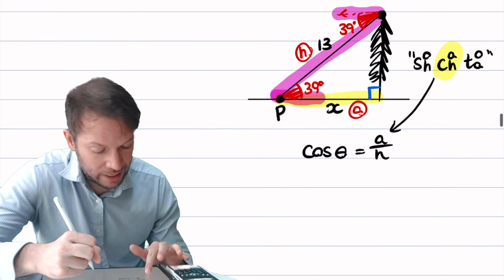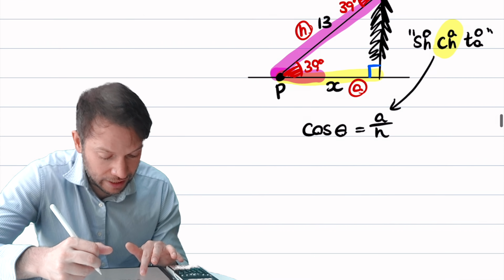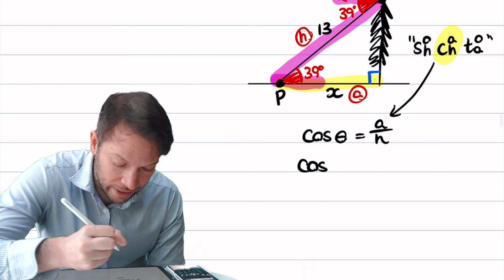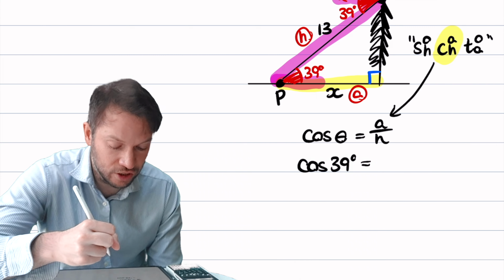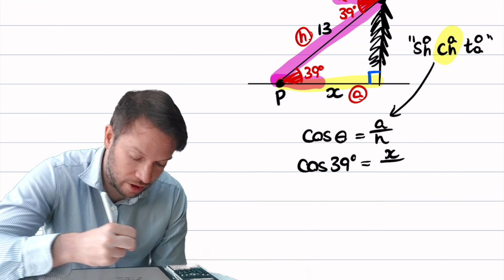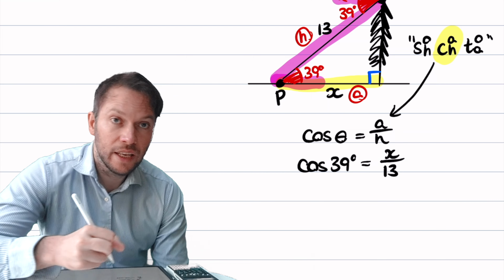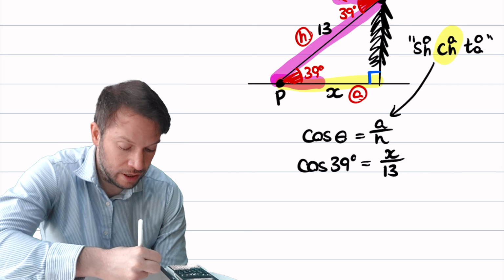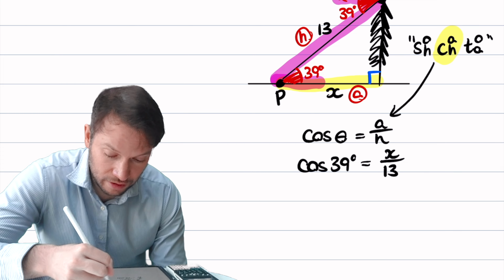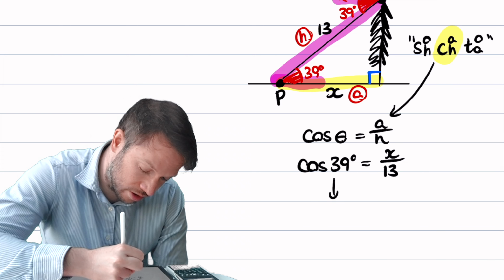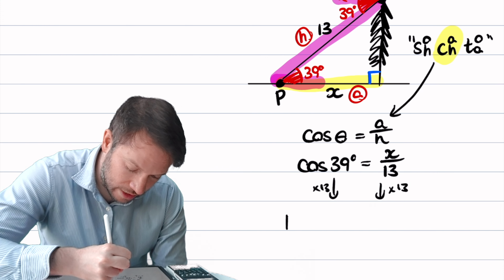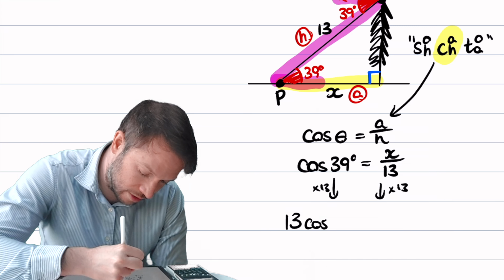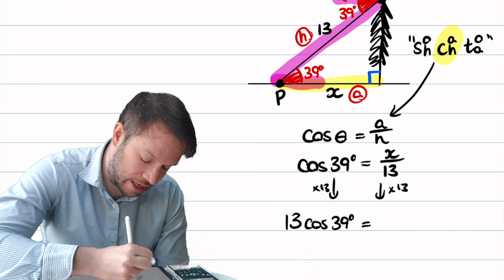So let's substitute in our side lengths and angles. We've got cos of the angle, which is 39 degrees, the angle of interest, is the adjacent, which is x, over the hypotenuse, which is 13. Now, we want to get x on its own. We want to get rid of that over 13. So we multiply both sides of the equation by 13. And we get 13 cos of 39 degrees is equal to x.